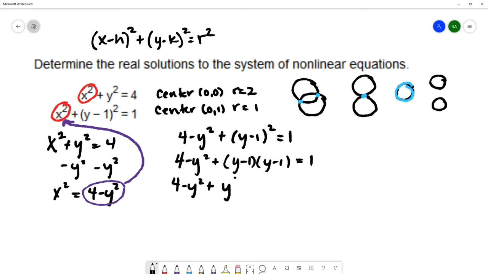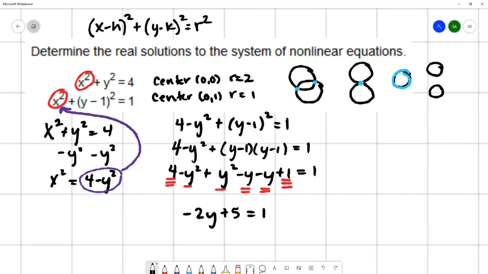Multiply that out to get y squared, plus, that will be a minus y, plus 1 equals 1. I'll start combining like terms. The minus y squared and positive y squared cancel each other out. The minus y and minus y combine together to be minus 2y. The positive 4 and the positive 1 combine together to be a 5. And on the other side of the equation, I have a 1.